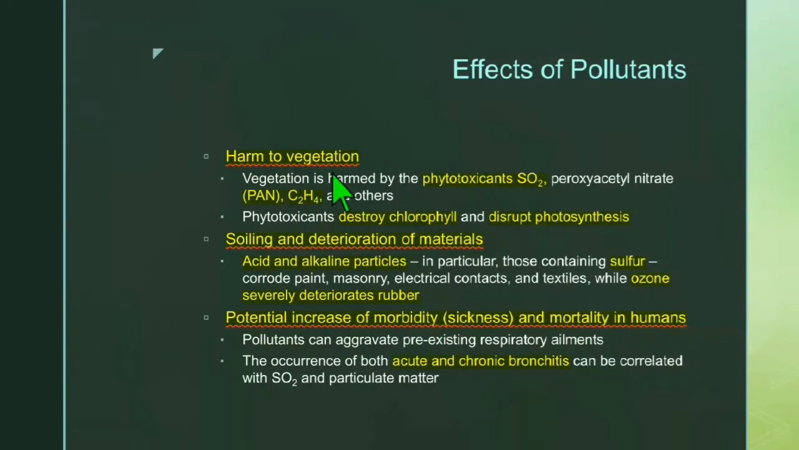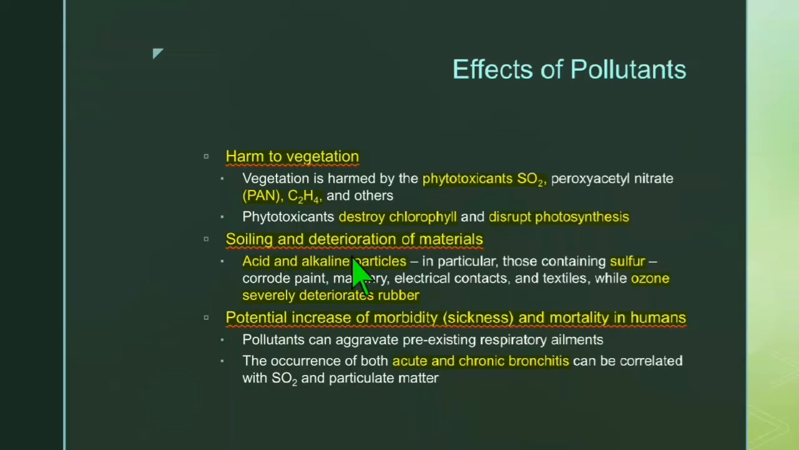Harm to vegetation. Vegetation is harmed by the phytotoxicants SO2, peroxyacetyl nitrate (PAN), C2H4 and others. Phytotoxicants destroy chlorophyll and disrupt photosynthesis.